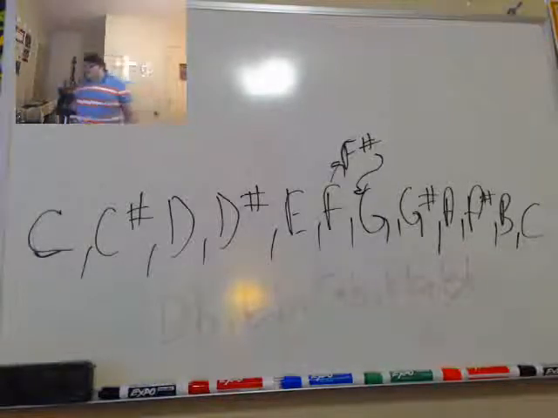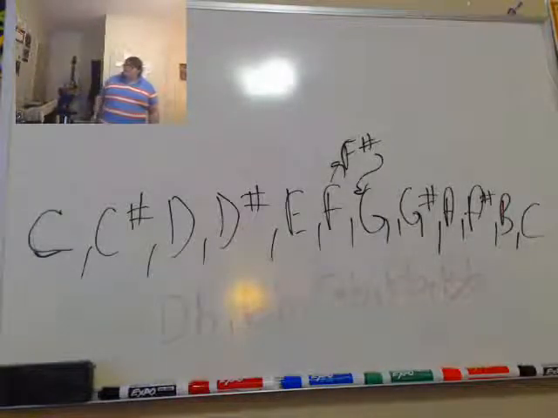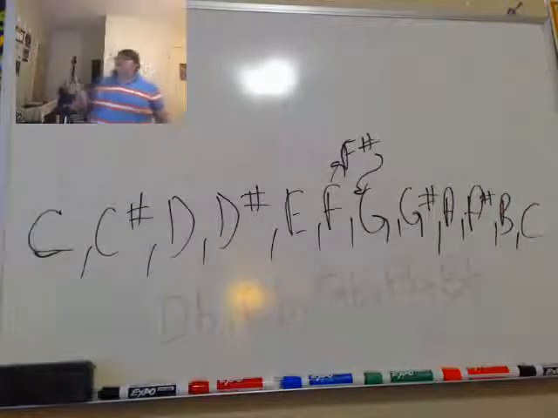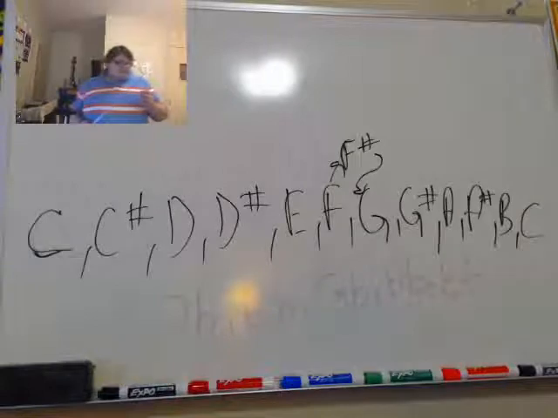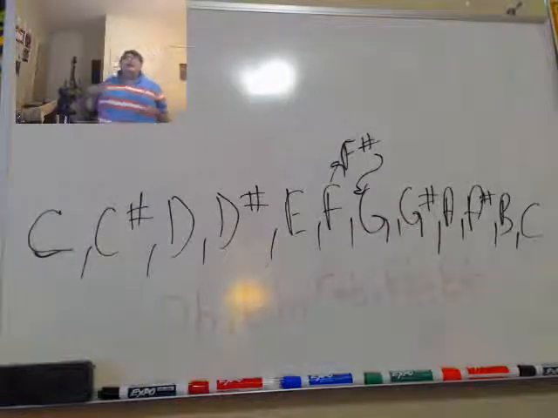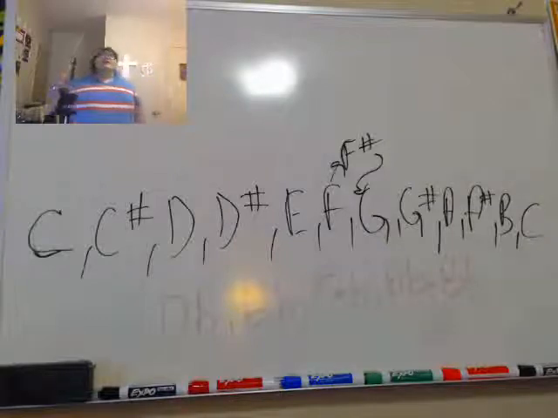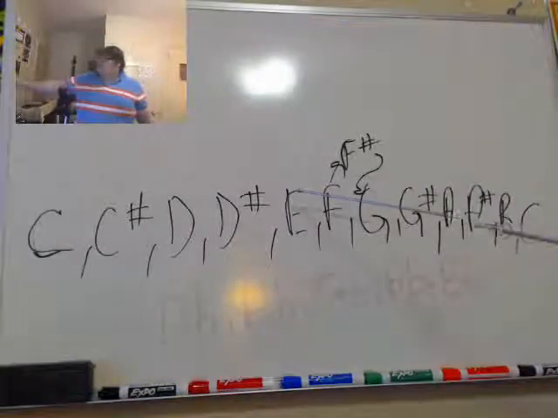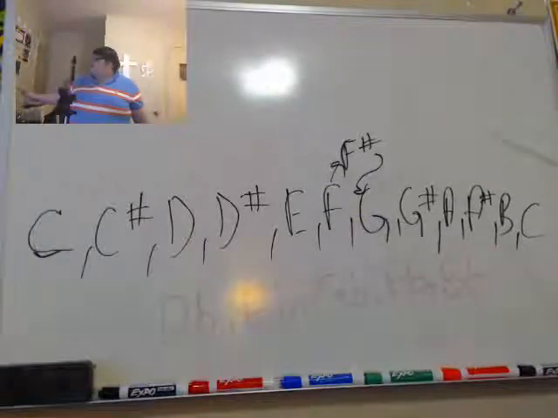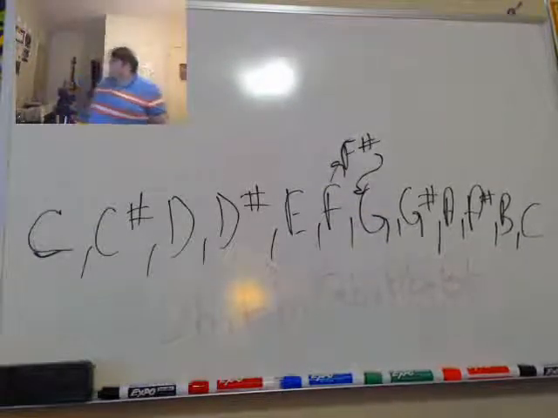And so on and so forth. Now you notice that there are two instances, that's why I wrote this C over here. There are two instances in which notes in between don't have flats or sharps, and that is between E and F and B and C.